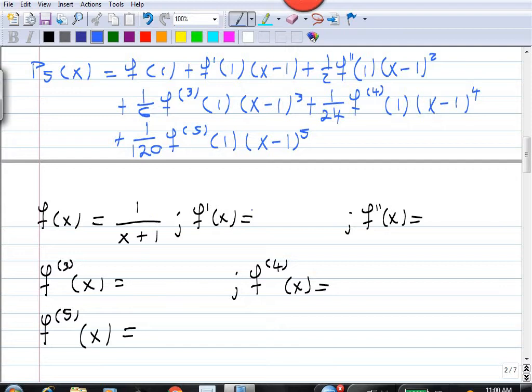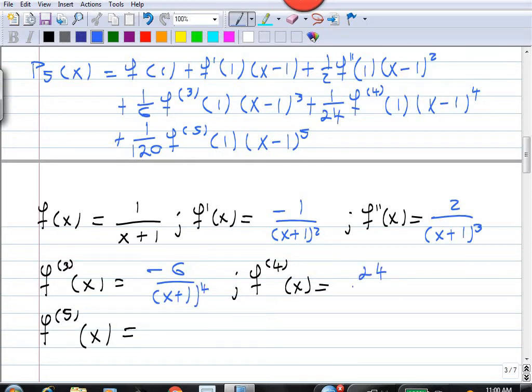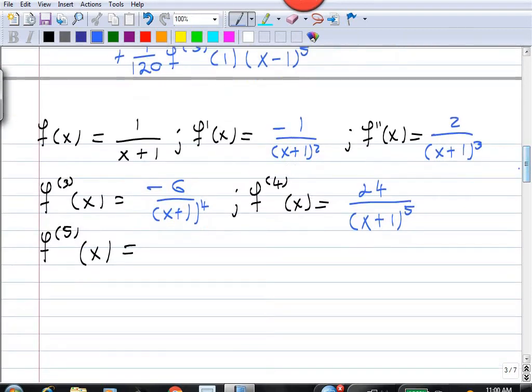So f is 1 over x plus 1, so the first derivative is minus 1 over x plus 1 squared. Second derivative is 2 over x plus 1 cubed. Third derivative is minus 6 over x plus 1 to the fourth. Fourth derivative 24 over x plus 1 to the fifth. And lastly, the fifth derivative is minus 120 over x plus 1 to the sixth.